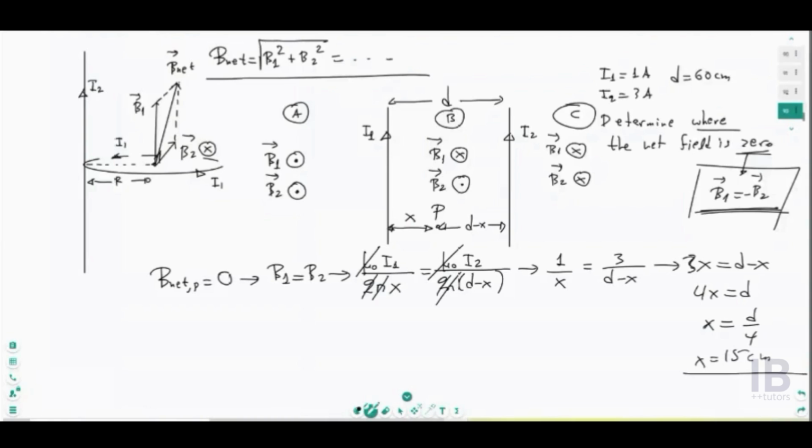There is not just a single point, but all the points. Can you see the dashed line I'm drawing? Yeah. All the points of this dashed line having the same distance x of 15 centimeters from the left wire have a 0 net field on them.